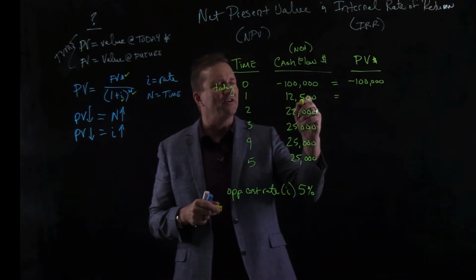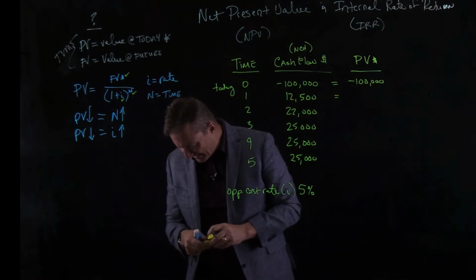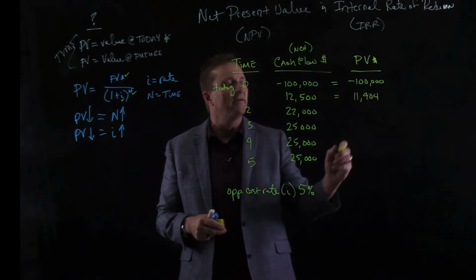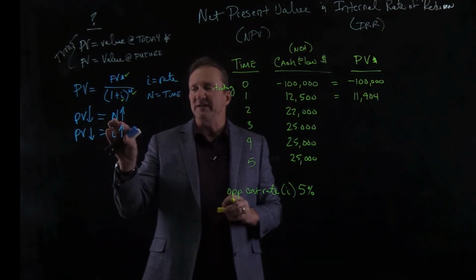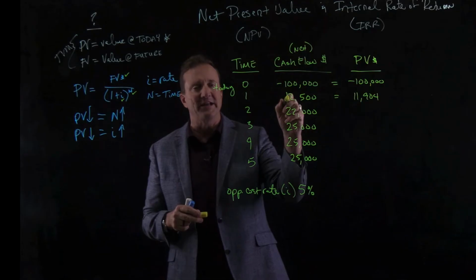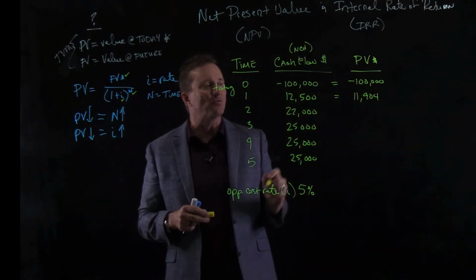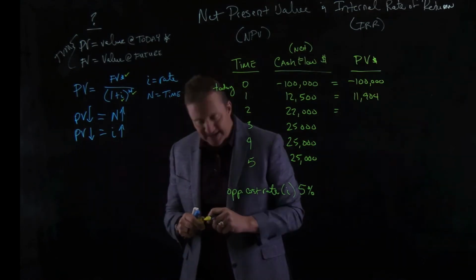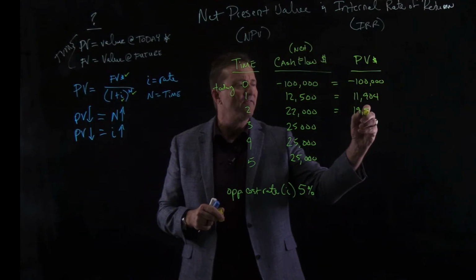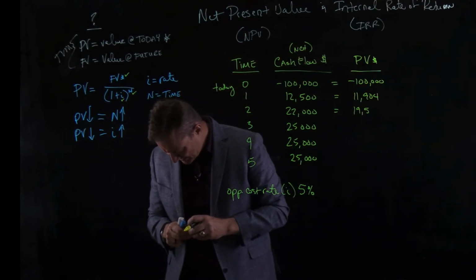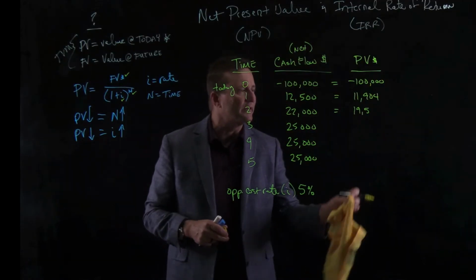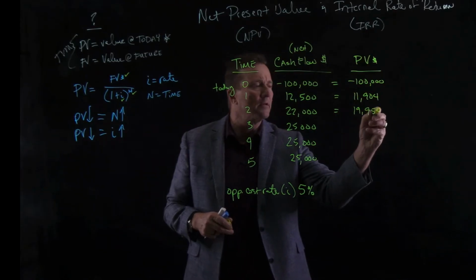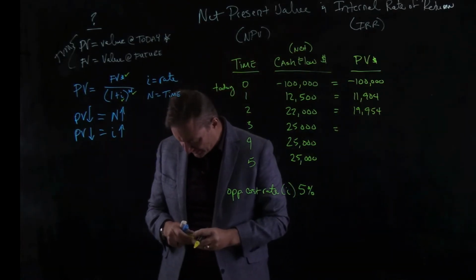What about $12,500? If you got to wait 1 year out, I've calculated that already. It's $11,904. That's what that's really worth. So you start to see the idea about this. If you've got to wait a year to get 12,500 today, that's worth $11,904 to you. All right, what about 2 years out? You got to wait to get $22,000. That's $19,954. All right, $25,000. You got to wait 3 years to get that.